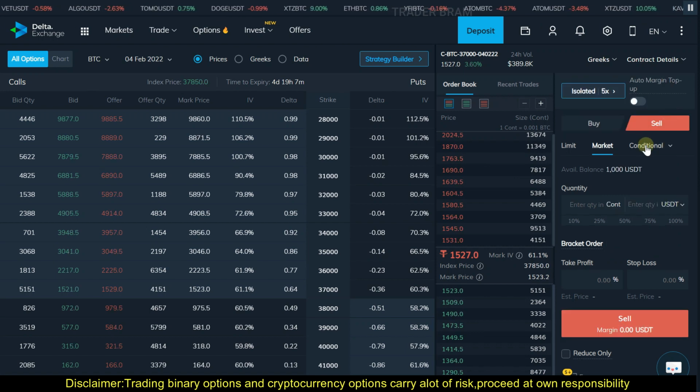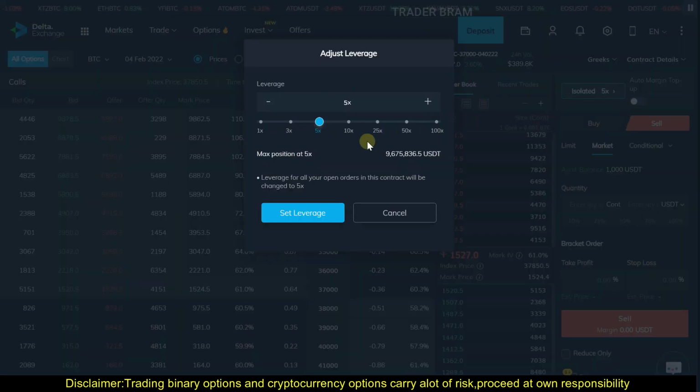When you click on the sell button, it's just the same. Up here we have the leverage. We have 1 up to 100.